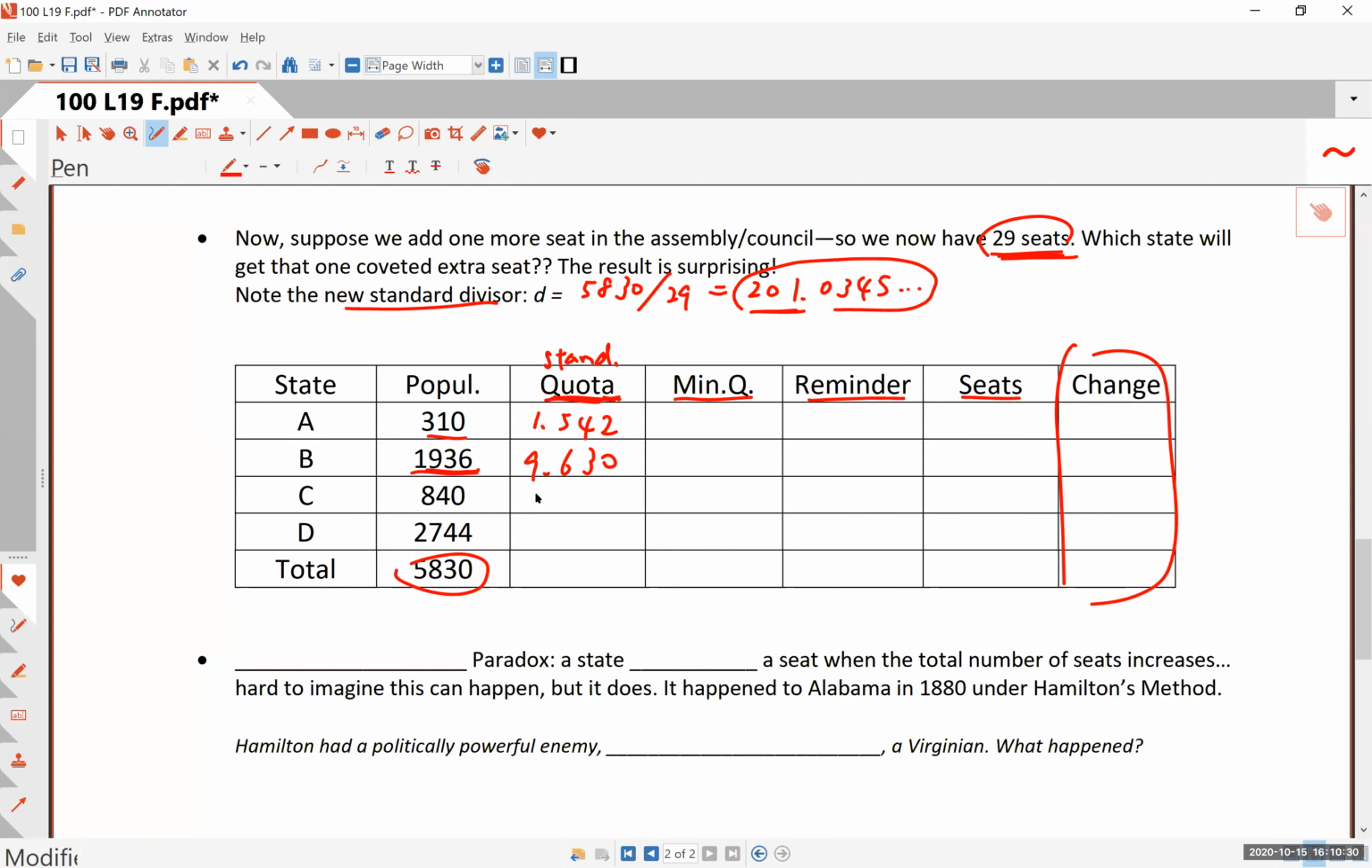This will be 840 divided by D, that's 4.178. If you didn't get these numbers, again, check your division. This divided by this number, 201.0345, is going to give you 13.649. All right, the sum of all of these numbers will be 29. This is totally expected because that's the number of seats. We use this number to find D, so it's not a surprise that you get D.